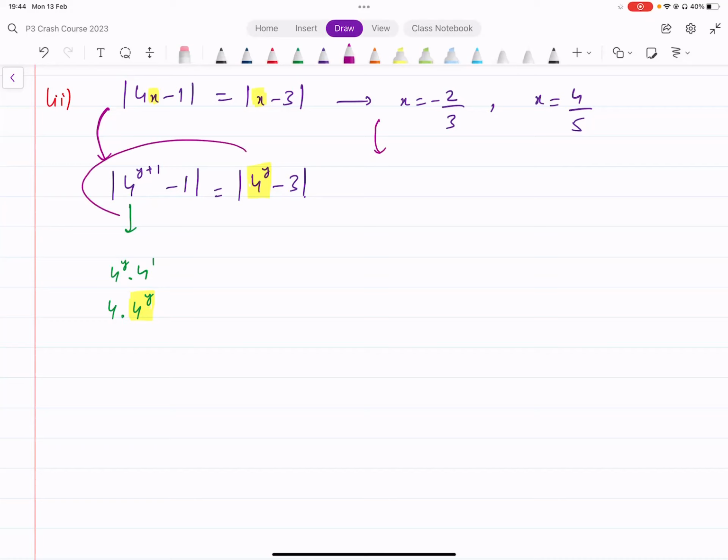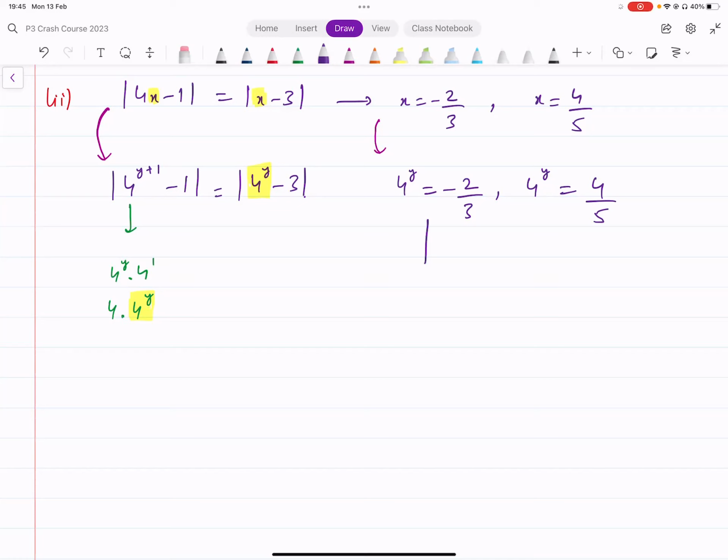You don't have to solve all of this again. You know from the first equation, x was equal to minus 2 over 3 or 4 over 5. Second equation, you could say, just replace x with 4 raised to power y. So either 4 raised to power y equals minus 2 over 3 or 4 raised to power y equals 4 over 5. All right, these are the two possibilities that you have here.